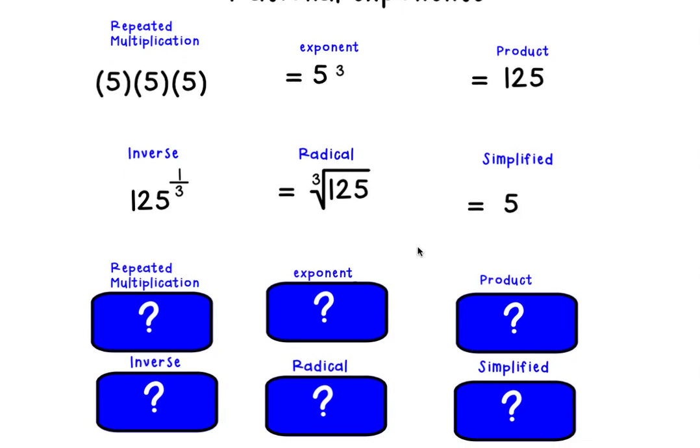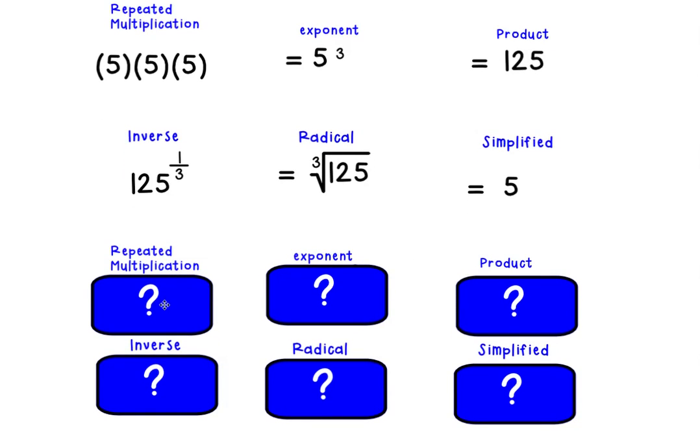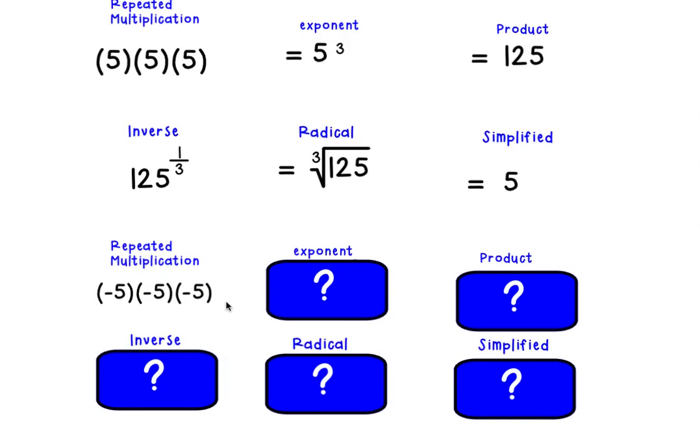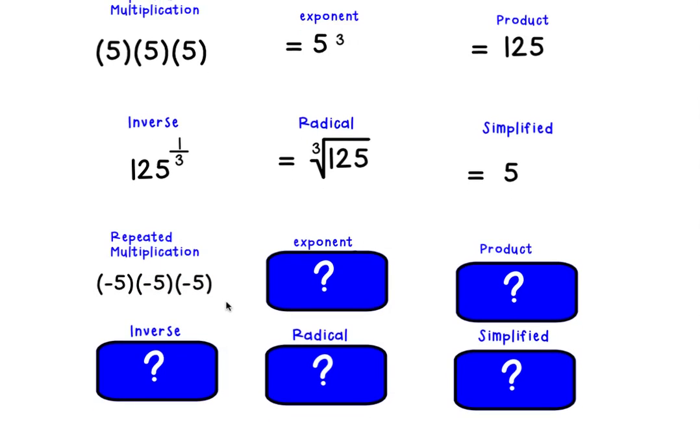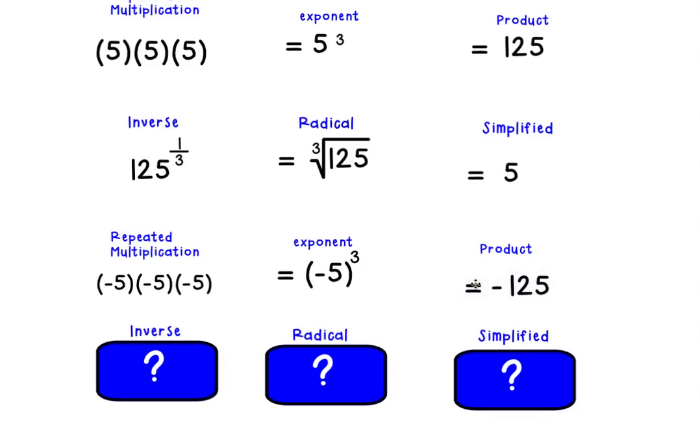So then another example of repeated multiplication would be, well, what happens if I multiply -5 times -5 times -5? Since I have an odd number of negatives, I'm going to take this -5 and, using exponents, raise that to the 3rd power. So my product should be -125.